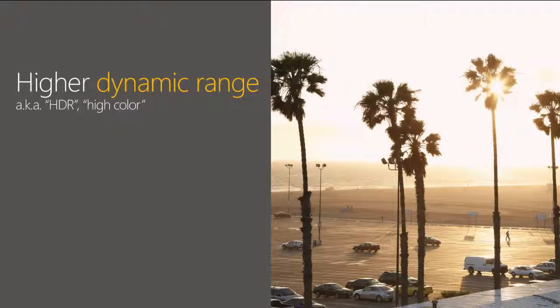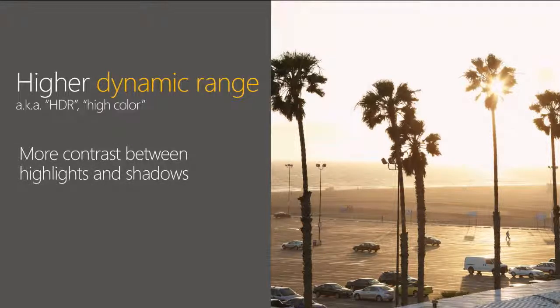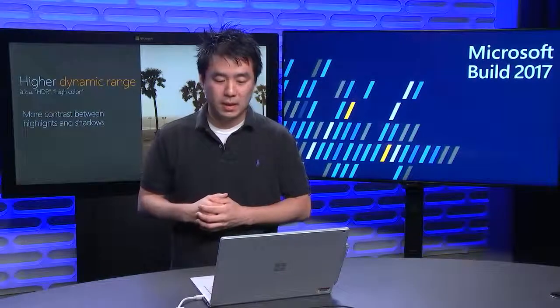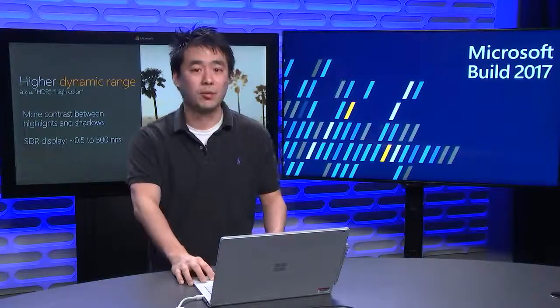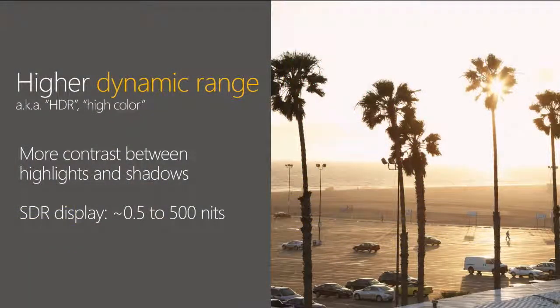Higher dynamic range. This is all about the difference between the brightest points in a scene and the darkest points, and also all of the color values in between. Now, when we talk about brightness or luminance, we typically use a unit called nits. And for reference, the studio environment that I'm standing in is right now around a couple hundred nits in brightness. And a typical high-quality SDR monitor, standard dynamic range monitor, peaks out at around 500 nits.